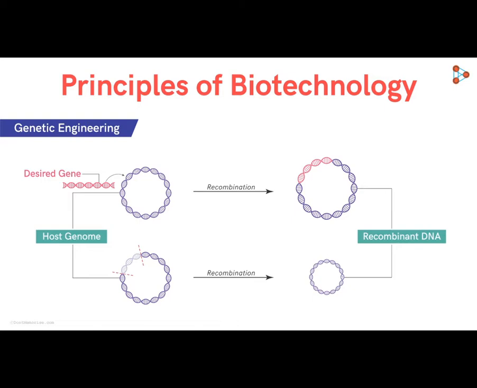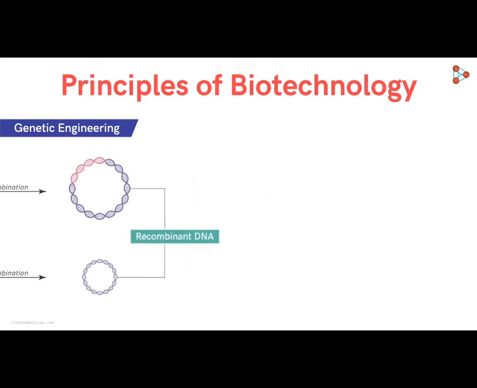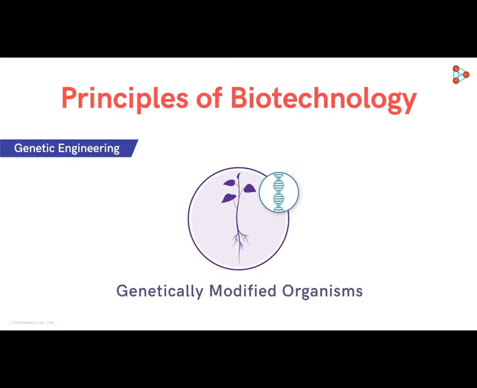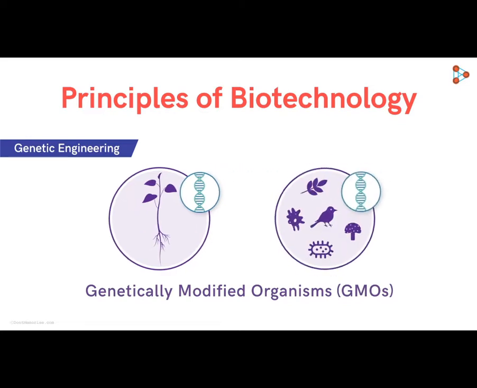Technically, genetic engineering can be done in many ways. Recombinant DNA is one way to pursue it. When genetic engineering is applied to modify organisms, they are known as genetically modified organisms, abbreviated as GMOs. And what organisms can be modified with this technique? Almost all living organisms can be modified with the help of genetic engineering.